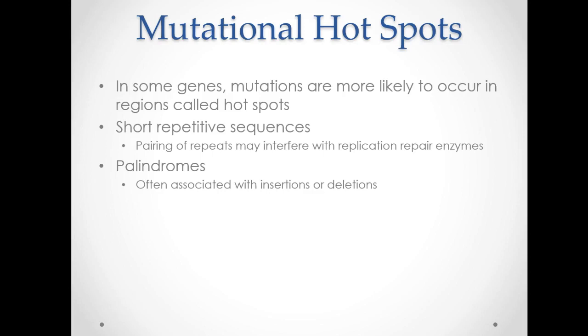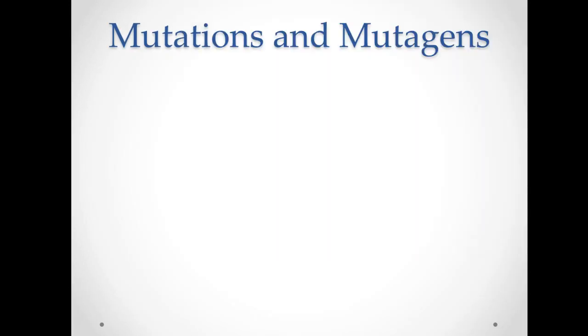The other place we see hotspots are in places where we have palindromes. So remember, palindromes are sequences that can be read forwards and backwards, and they're identical regardless of which way you read it. So these are often associated with insertion or deletion mutations.